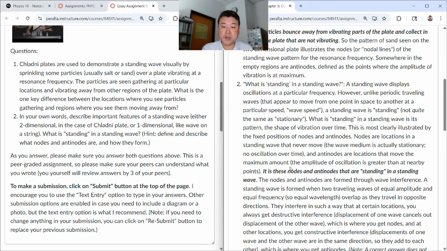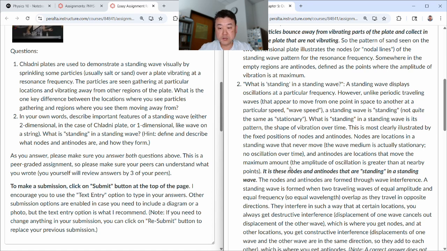So what is standing in a standing wave? A standing wave displays oscillations at a particular frequency. However, unlike periodic traveling waves that appear to move from one point in space to another at a particular speed, that is wave speed, a standing wave is standing, not quite the same as stationary. What is standing in a standing wave is its pattern, the shape of vibration over time. This is most clearly illustrated by the fixed positions of nodes and actually antinodes too, because antinodes are where it's moving the most, but the position of the antinode is not moving.